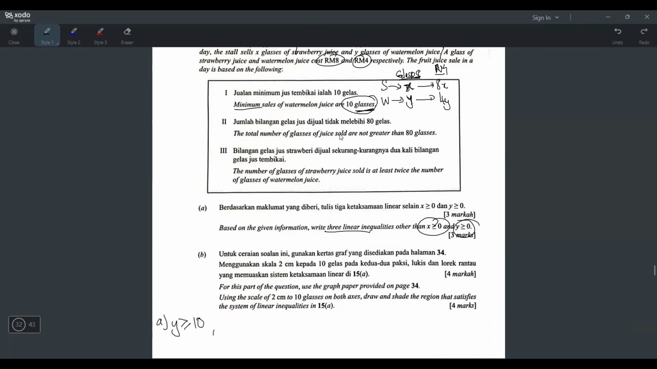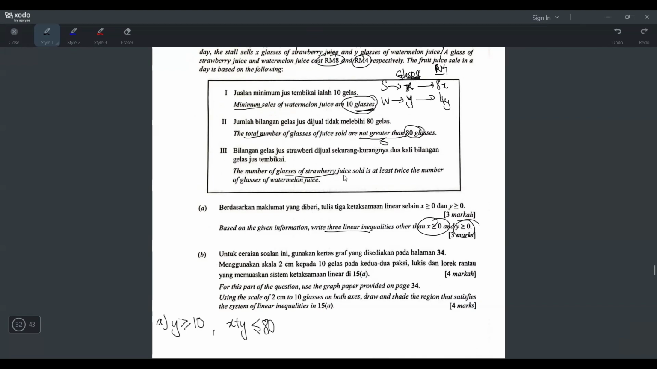Second one. The total number of glasses of juice sold is not greater than 80. If they say not greater than, the symbol will be like this. Silap, not greater than is like this. Balik. Because not greater means tak boleh lebih. So tak melebihi means dia kena kurang atau sama dengan, smaller than or equal to. But they never say strawberry juice or watermelon, it means the total. They want the total of both. So it will be x plus y not more than 80. Okay, done. Next one.